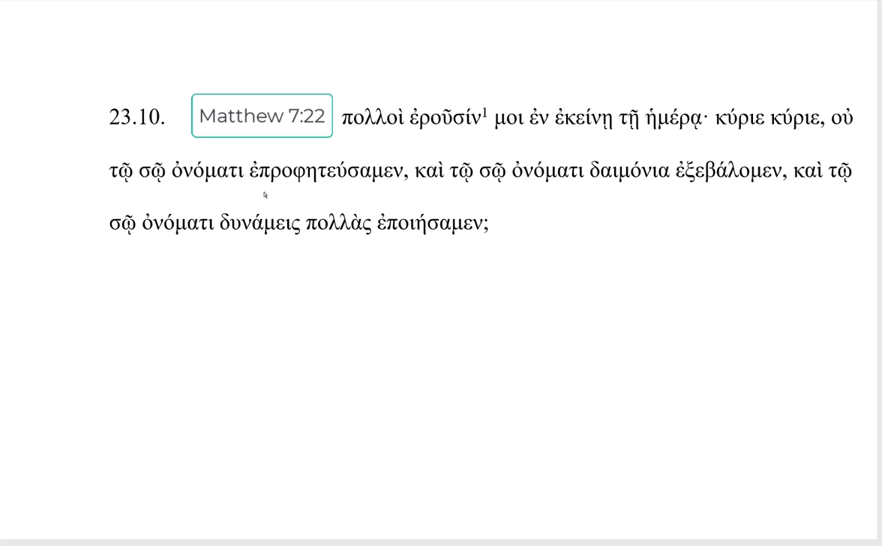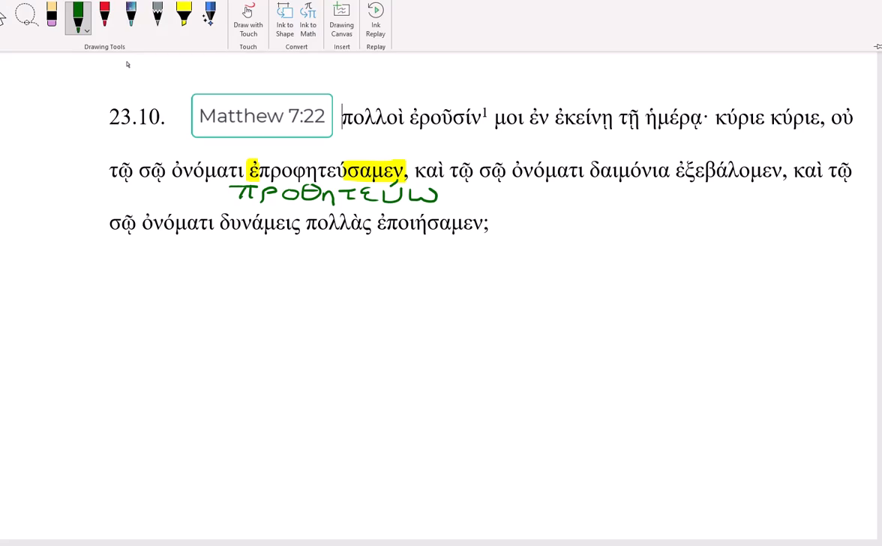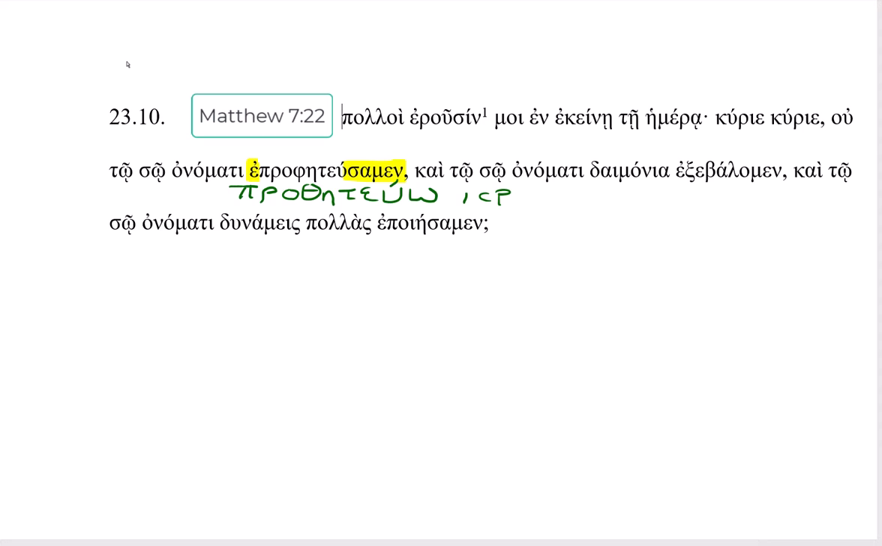eprophuteusamen. You might not have seen this verb yet, but it's prophuteuo, and it means to prophesy. Notice we have the augment, and then we have a nice first aorist looking ending here, samen. This is going to be first person plural aorist active indicative of prophuteuo. And so he's saying, not in your name did we prophesy? So did we not prophesy in your name?